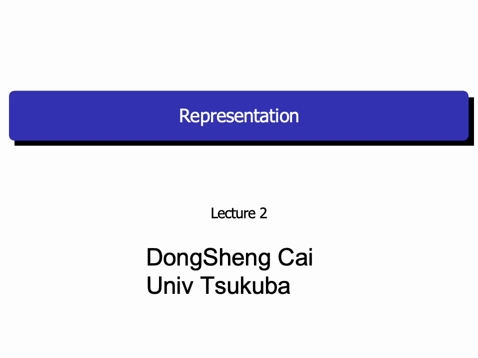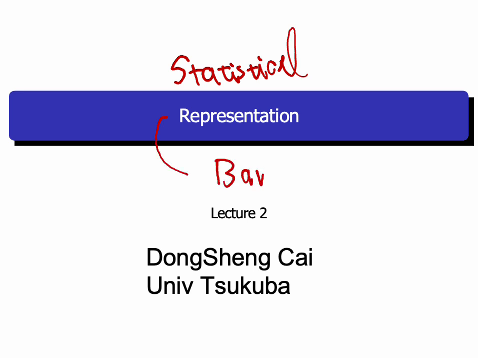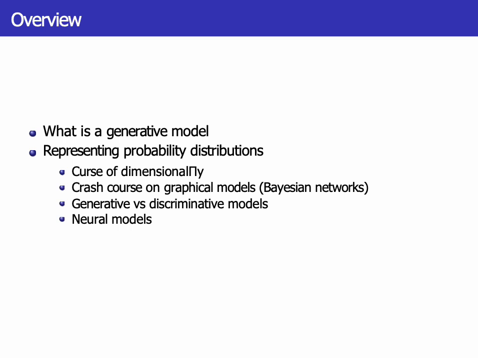So for the second lecture, let us talk about statistical representations, which is basically the Bayesian network. Let us define what a generative model is: a statistical model representing probability distributions, p(x).